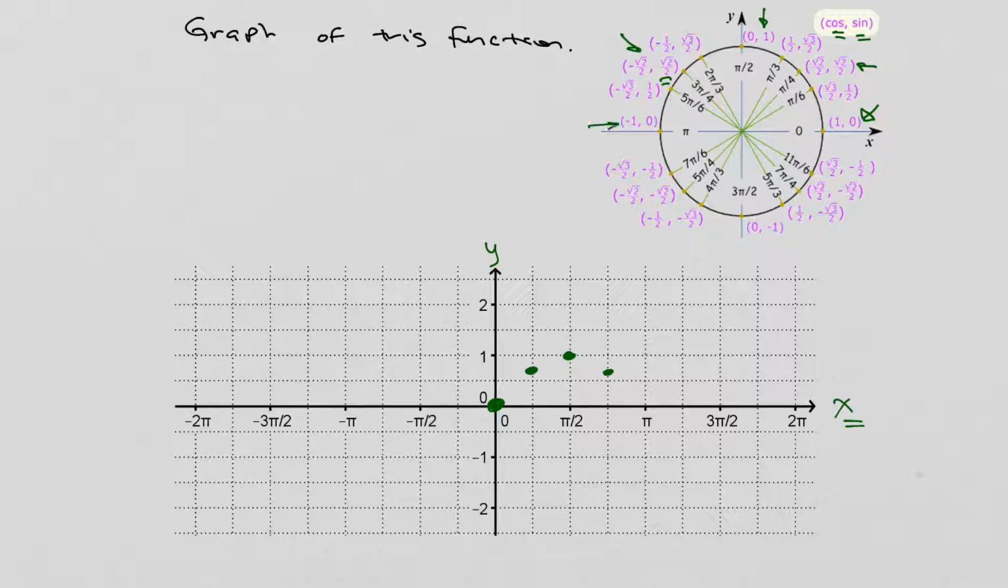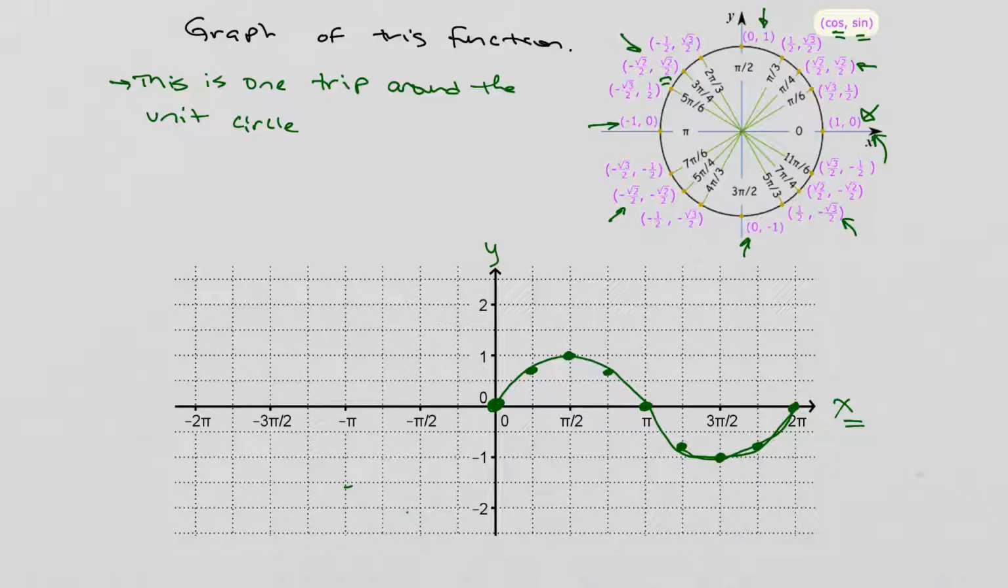At the value pi, my sine is 0. At 5 pi over 4, my sine value is negative 0.7. At 3 pi over 2, my sine value is negative 1. At 7 pi over 4, I get negative square root of 2 over 2 again. And then we get all the way back to the beginning: at 2 pi, my sine value is 0. So if we graph all of these points together, this is what we get when we go around the unit circle one time.